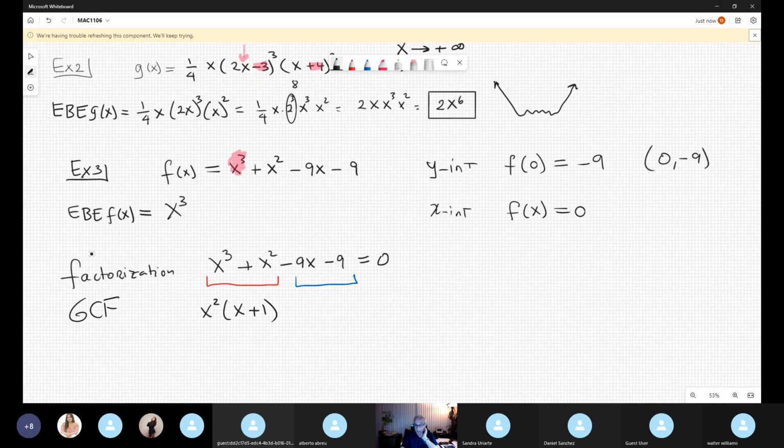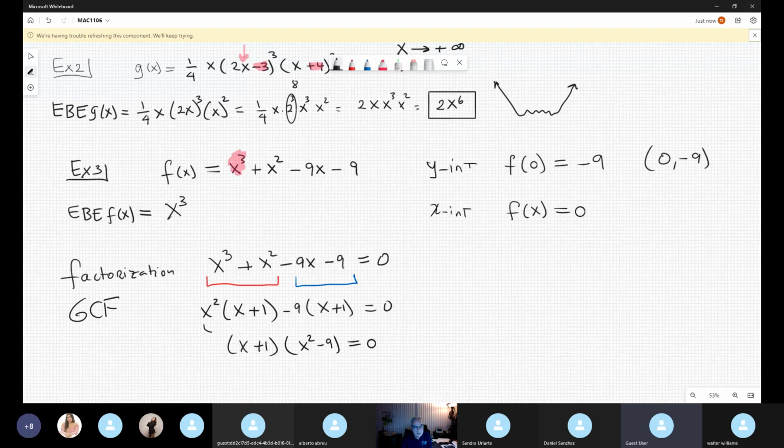Factorization by grouping, you apply when you have 4 terms. You separate in 2 pieces, and you find the GCF in the first couple, which is x squared. After, you find the GCF in the second couple, which obviously is negative 9. You have x plus 1. Now I can see again x plus 1 is a common factor, and we have x squared minus 9.